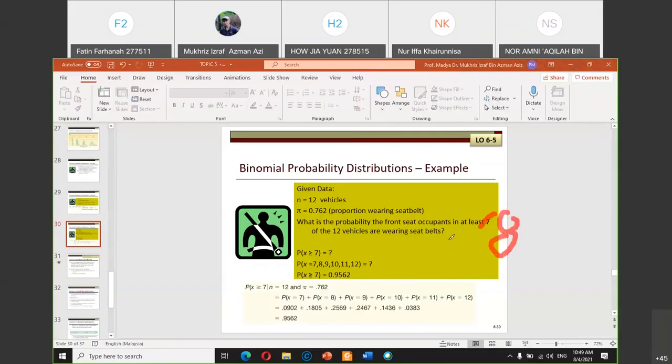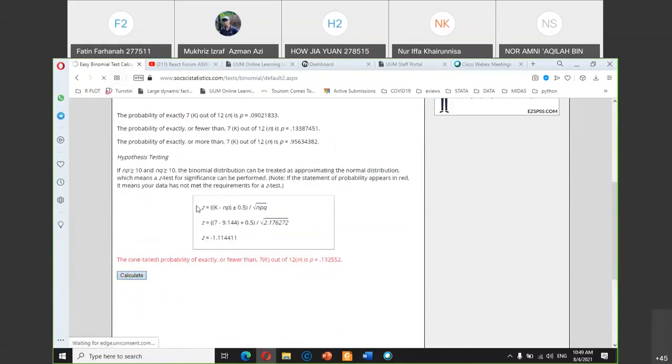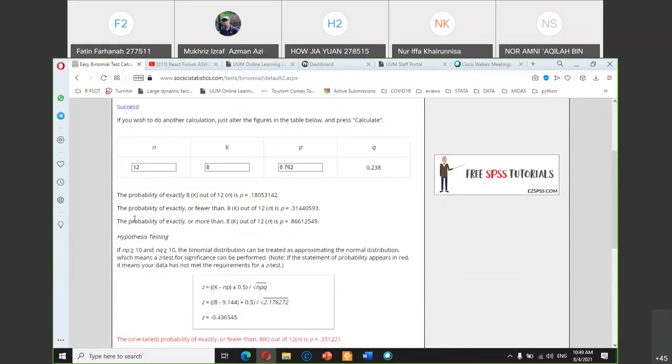Okay, that will mean P(X) greater or equals to 8. So if X is greater or equals to 8, when you key in from the online calculator, you just need to change this one to 8. Okay, and then when you click calculate, you should be able to refer to this one. So this will be 8 or more.